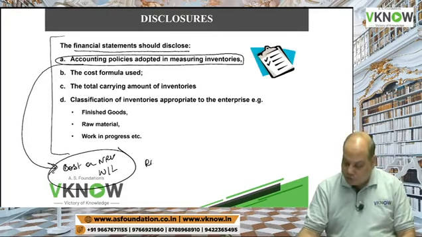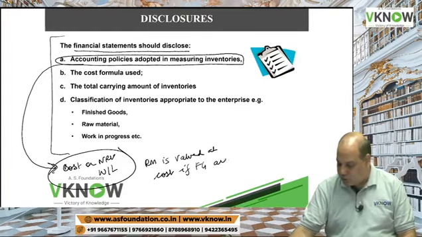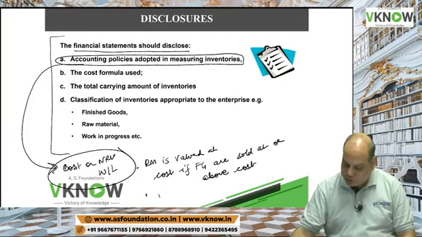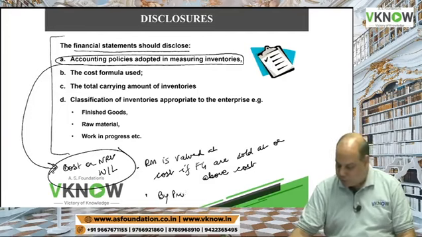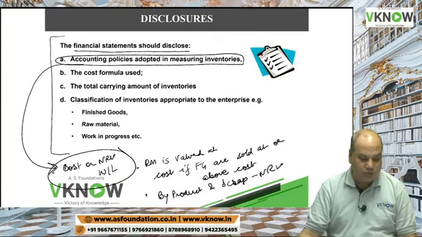You can also mention that raw material is valued at cost if finished goods are sold at or above cost. This is another accounting policy. Or you can also mention that byproduct and scrap are valued at NRV. This is called accounting policy.